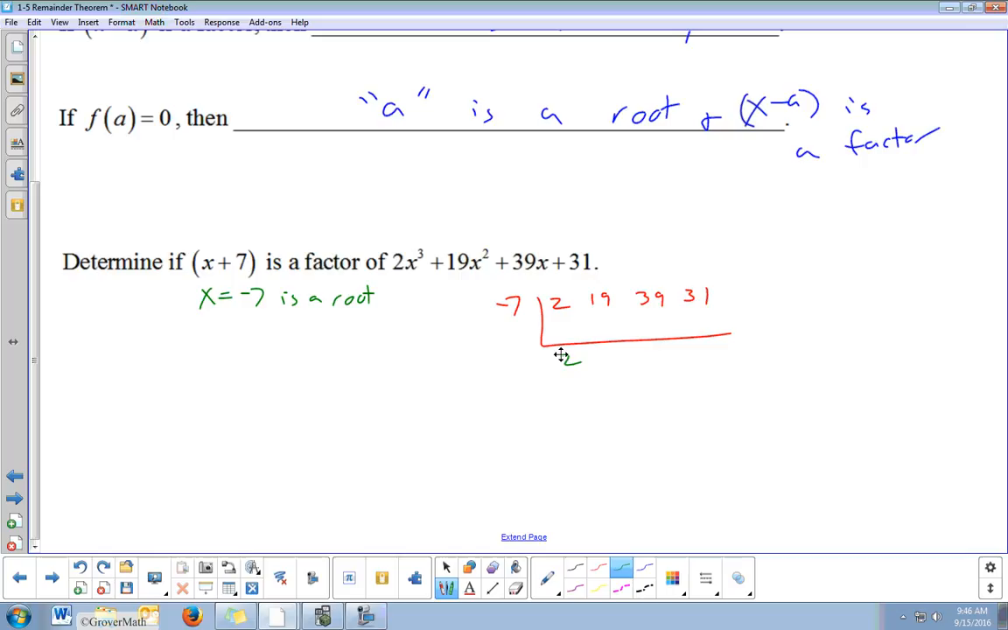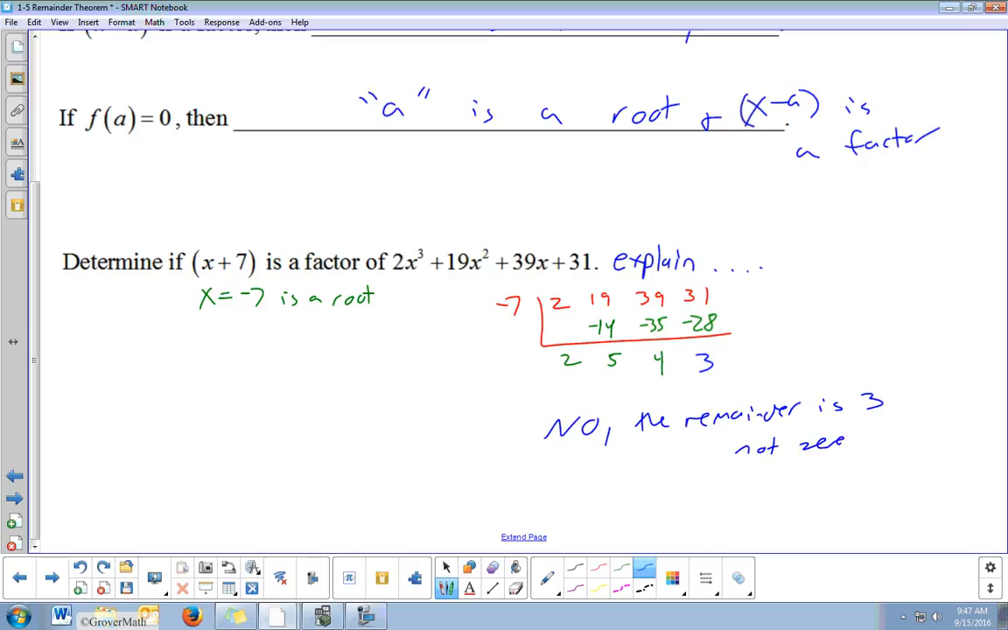And we'll bring down the 2. Times negative 7 is negative 14. Combine that to be 5. Multiply that to be negative 35. Combine that to be 4. Multiply that to be negative 28. And we get a remainder of 3. So is this a factor? No. And on a test, this would probably say explain, that type of thing. And so we would say no, the remainder is 3, not 0.